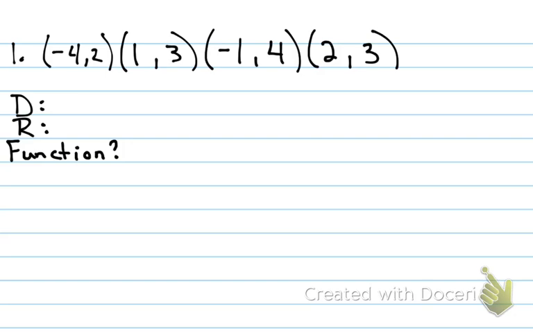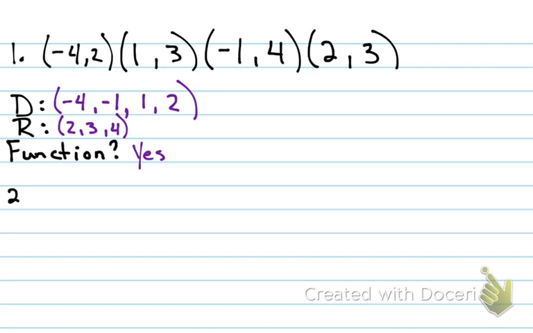All right, so when you list them, it has to be in what? It's got to be in numerical order. So for your domain, if you just write them how they're listed, they're not going to be in numerical order. You have to go -4, -1, 1, and 2. That's going to be your domain. What's your range? 2, 3, 4. Remember, do not write the repeated range numbers or domain numbers more than once. Is it a function? Yes, it is. Even though the range value of 3 repeats, that doesn't matter. My input values do not repeat, so it is a function.